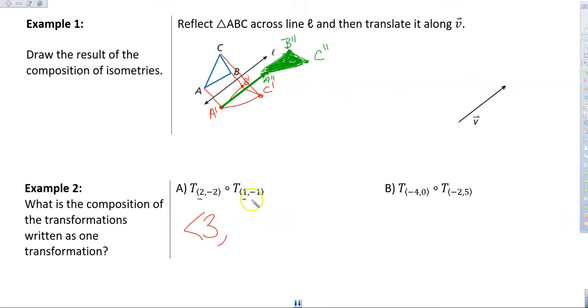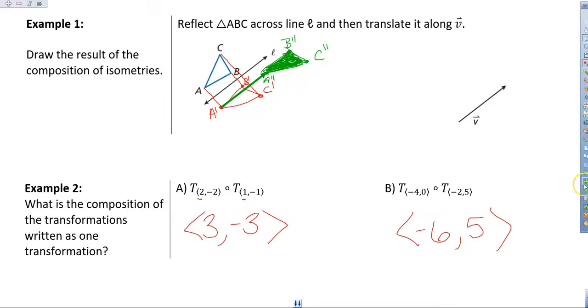-2 down, -1 down, so I'm going down a total of 3. So you're just basically going to add the two vectors together to get your final translation. So if we look here, -4 plus -2 is going to give me -6. 0 plus 5 is 5. So my overall translation vector is just the sum of the two vectors.